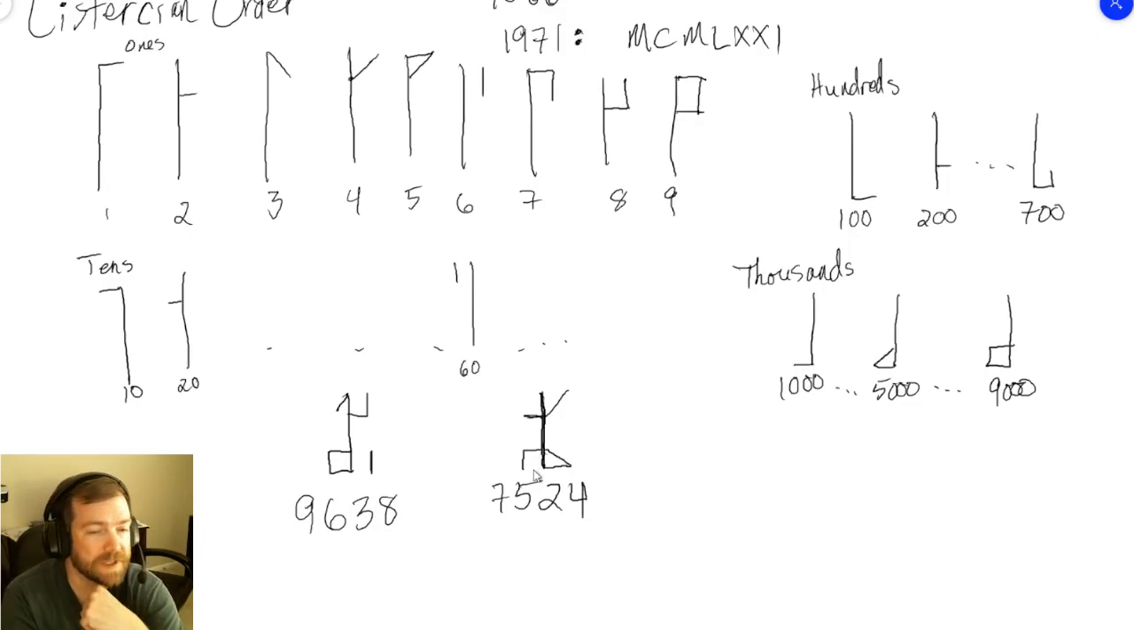And then the other problem is that this only goes up to 9,999. If you try to get a number 10,000 or any higher, it's not going to work at all. So you can't come up with anything else.